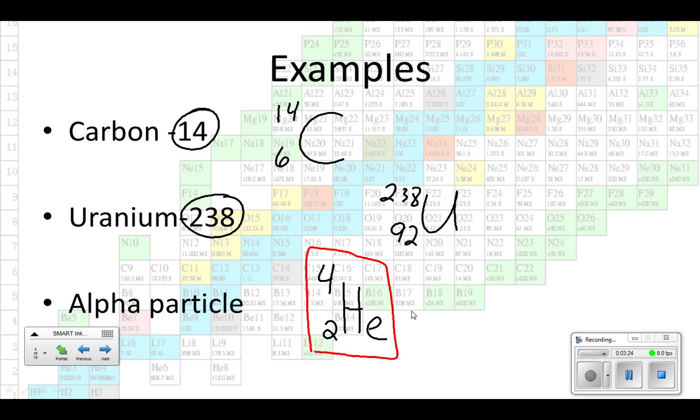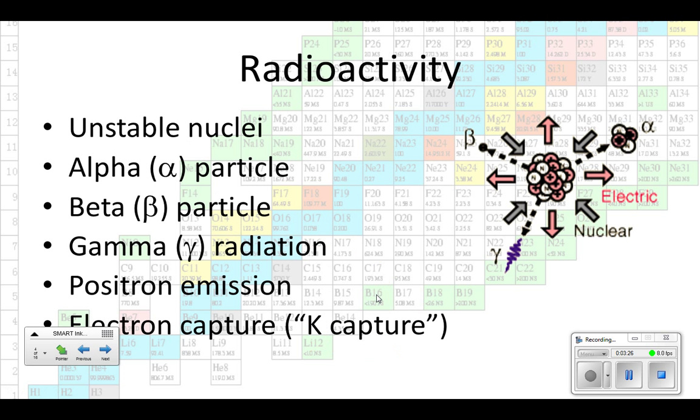Here's why that's important, because as we go forward, we're going to learn about these different kinds of substances which undergo nuclear changes. These are unstable nuclei, we'll look at it in a minute. Alpha particles, we just saw one of those. Beta particles, gamma radiation, positron emission, and electron capture. So in the next couple of videos, we'll be looking at examples of each one of those.